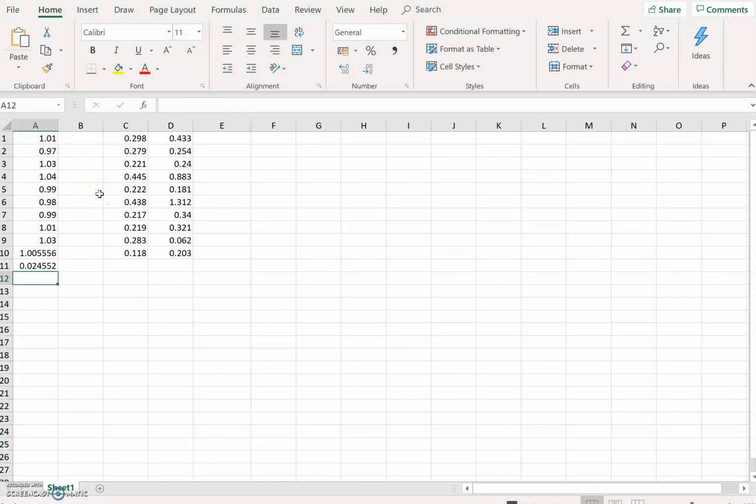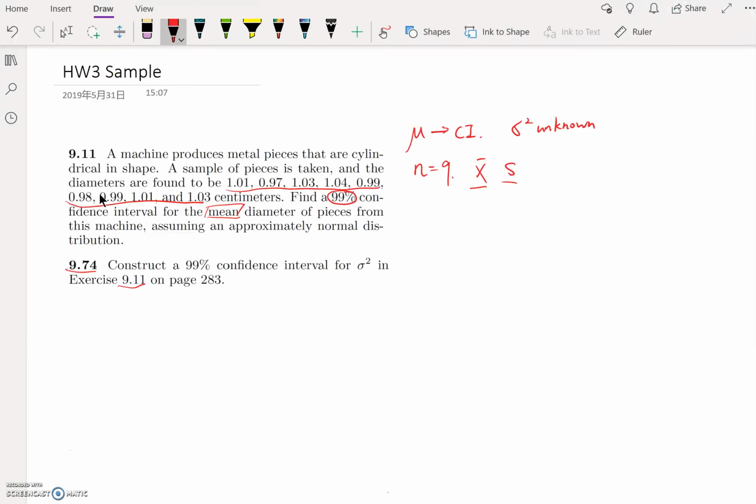So we found the numbers: x bar equals 1.0056, s equals 0.0246.